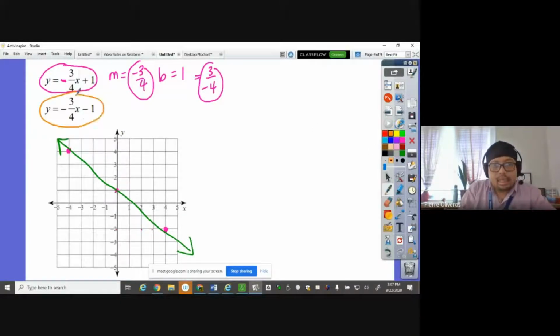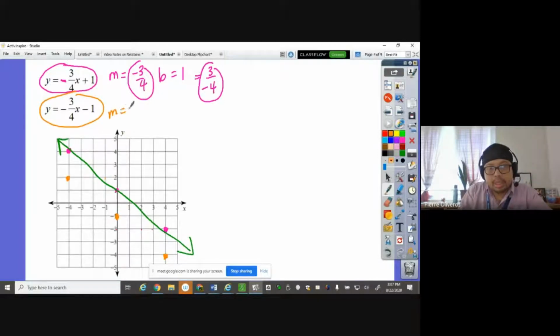Next, negative 1. You got negative 1 here. The slope is negative 3 over 4, so that means you're going to go down 3: 1, 2, negative 3. Right 4: 1, 2, 3, 4. And then you do the same thing: 1, 2, 3. 1, 2, 3, 4.